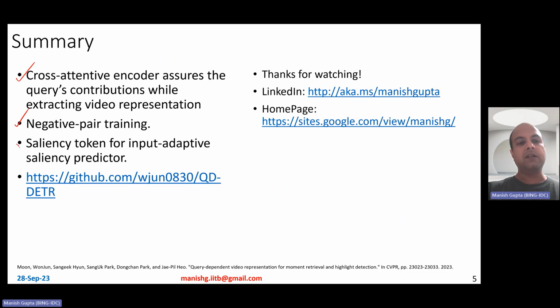Right? To be able to figure out the saliency, they essentially use a saliency token, and that helps them incorporate the input dependent saliency prediction also as part of the overall loss function for the overall training. The code is available here, and that's it.